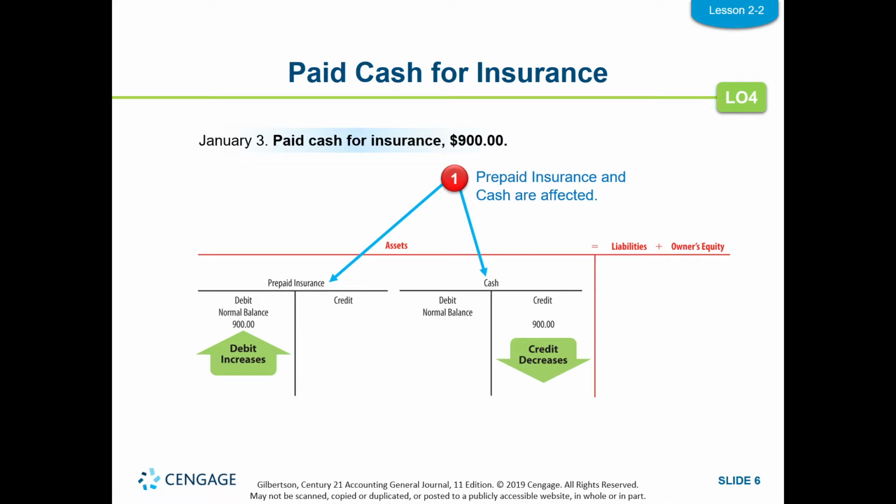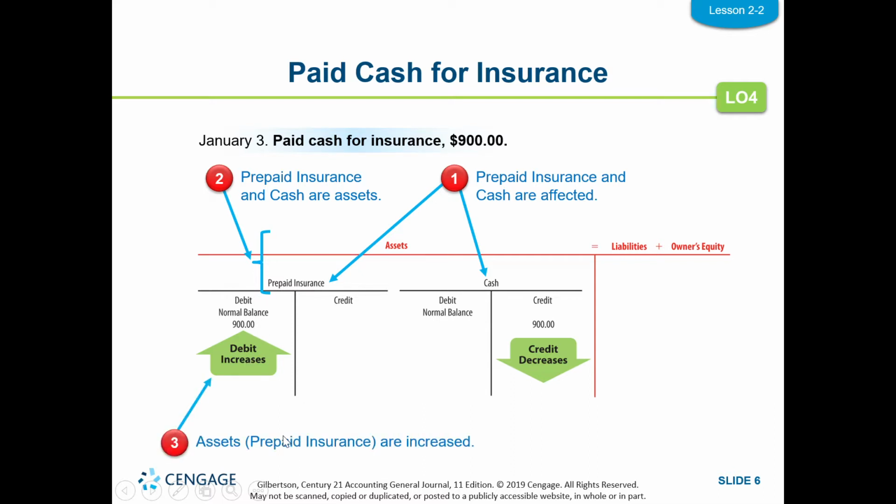Next question, how is each one classified? I can own both of these, so both prepaid insurance and cash are assets. Question 3, how is each classification changed? Well, I have two assets, but I bought insurance, so that's going to increase the asset insurance. I paid cash, so that's going to decrease the asset cash.